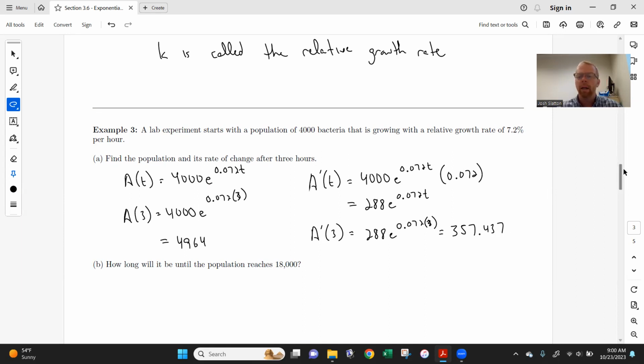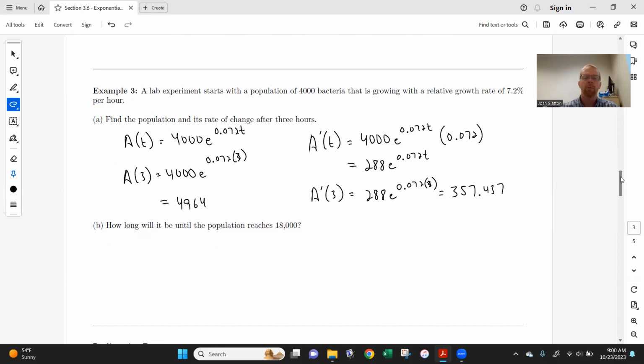Right. And then how long will it be until the population reaches 18,000? So this one is going to solve the equation for t. How long indicates we're looking for t. So 4,000 e to the 0.072 t. And just like on the earlier one we saw, we're going to get this exponential expression by itself. So we're going to divide both sides by 4,000. So we get 4.4 equals e to the 0.072 t. Now ln both sides.